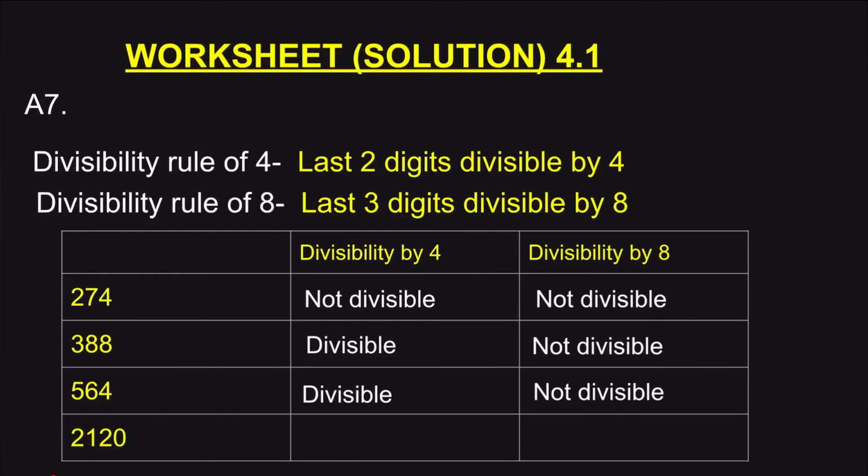2120. So, we will take the last two digits, that is 20. 20 is divisible by 4. So, we'll write divisible. And then we'll take the last three digits, 120. 120 is divisible by 8. So, the entire number 2120 is divisible by 8.